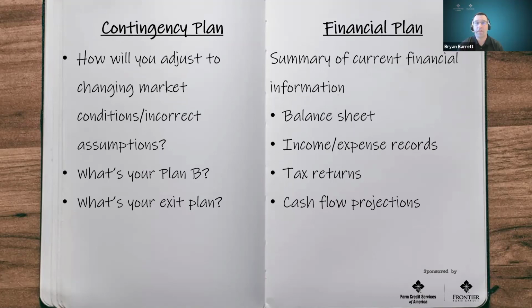The financial plan is really just a summary of your current financial information, which is typically shared within this document. If you're sharing it with your lender, it would include a balance sheet, your income and expense records, your tax returns, and your cash flow projections, anything like that that helps the reader understand what's going on.